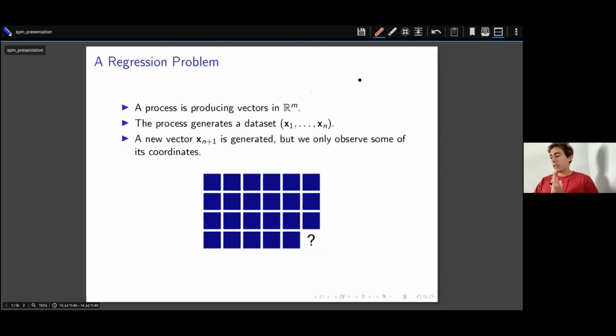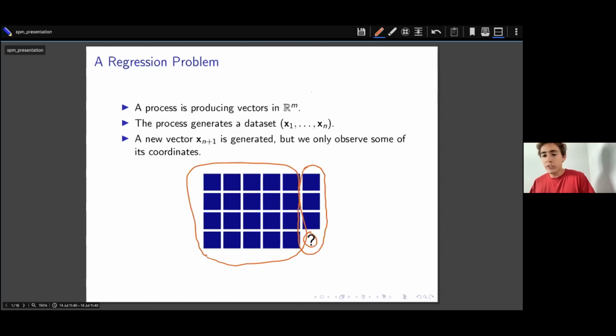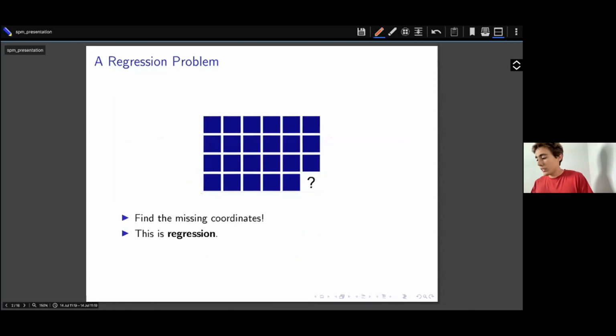So let's say we have some sort of process that's generating vectors in R^m, which I'm drawing as column vectors of this matrix here. And this process generates a data set of n data points. So we have m times n coefficients here. We have all of these numbers, all these blue blocks, that we observe. And now our process generates one last data point, x_{n+1}, but now we only observe a subset of the coordinates. The question we ask is, how can we figure out what that last missing coordinate is?